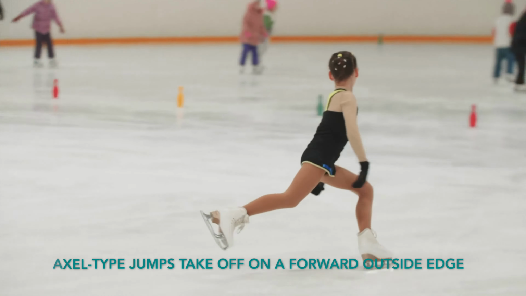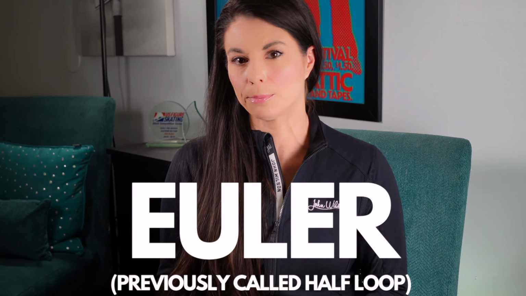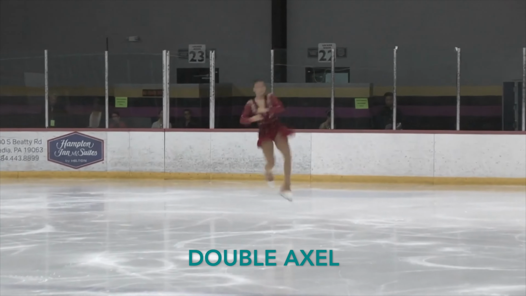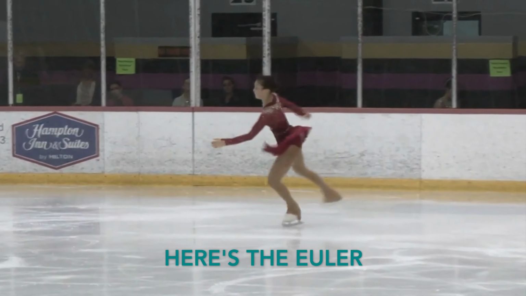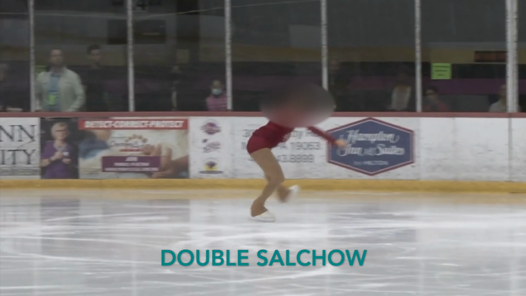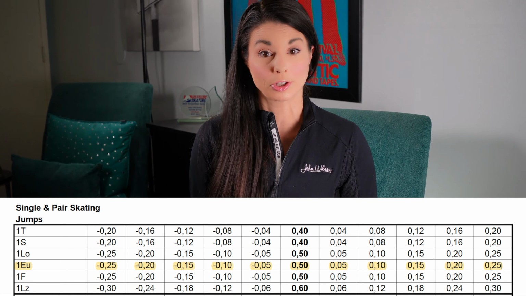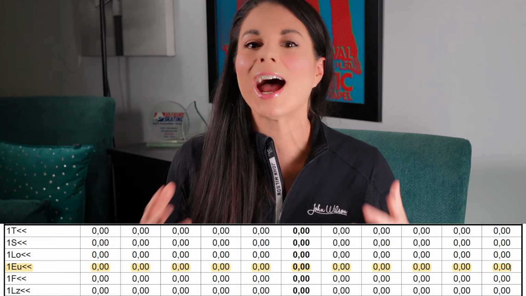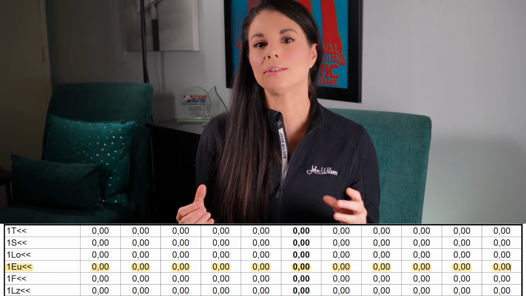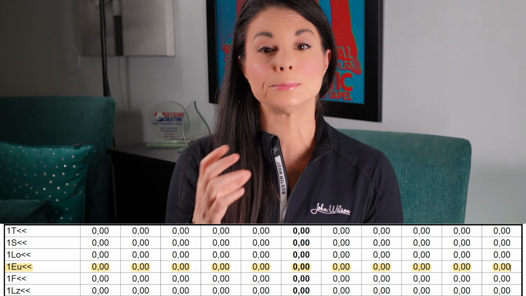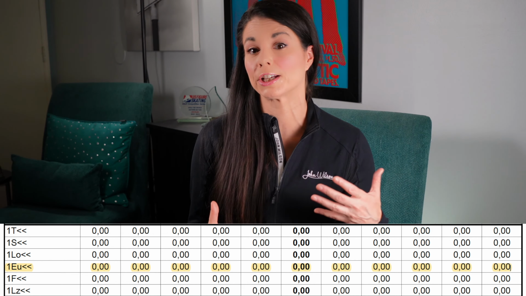You can use Eulers in your combinations. When an Euler is used in combinations between 2 listed jumps, the Euler becomes a listed jump with the value that's indicated in the scale of values. A single Euler missing half a rotation or more will be considered downgraded. The judges will apply the reduction for a downgraded jump.